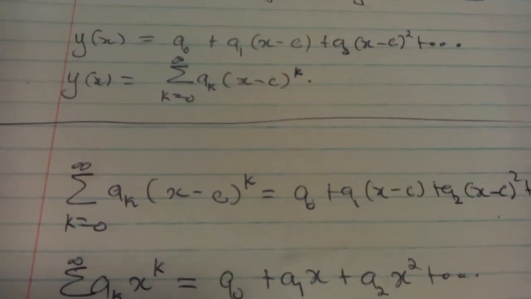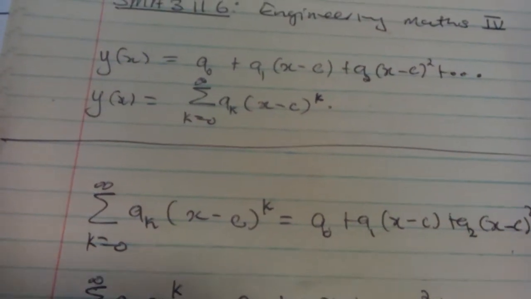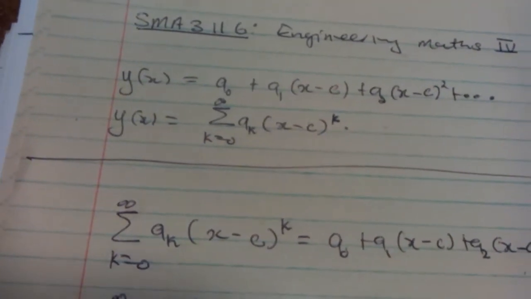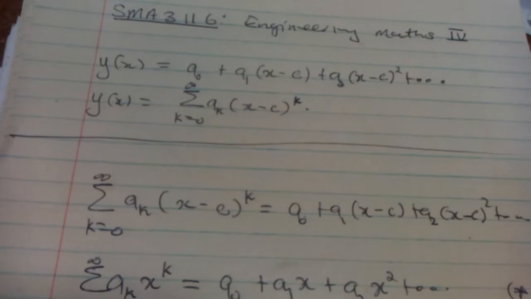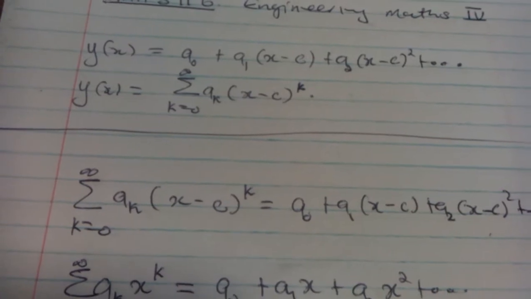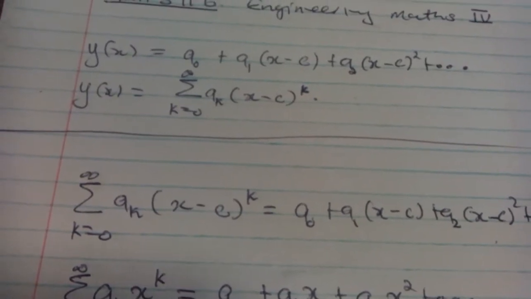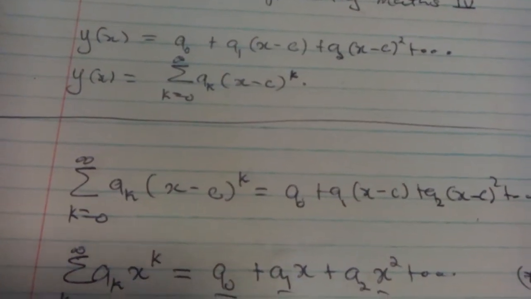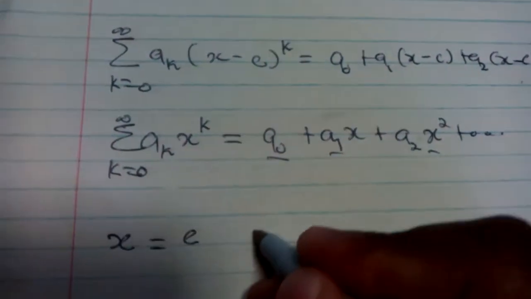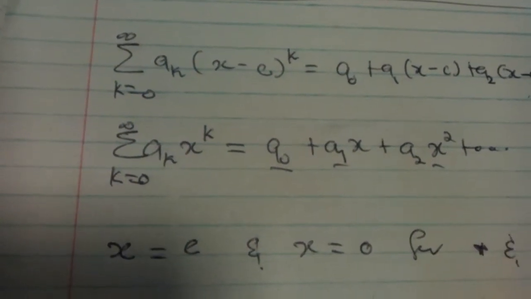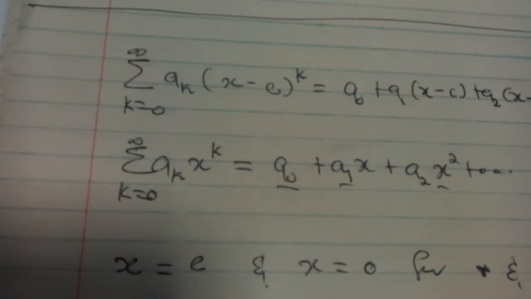Right, x is the variable and the ak's are the coefficients that must be determined in both star and double star. So the whole idea is to determine what these ak's are. The series will converge to x equal to c and x equal to 0 for star and double star respectively.